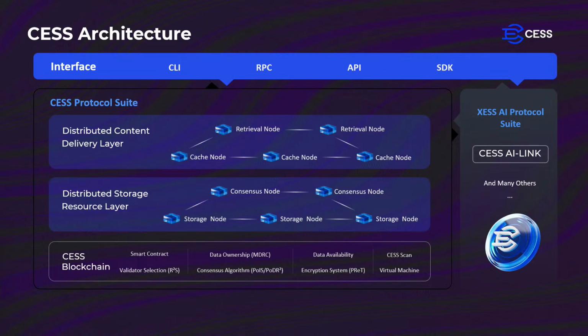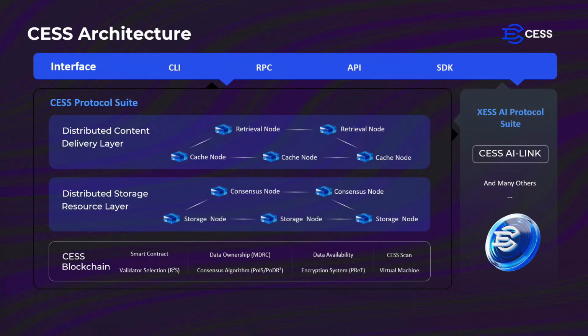We make sure your data is always available. And then we have the encryption system. CESScan is our explorer. That's where you can see where your data is going. And then EVM machine, we are cross-chain compatible. On top of that, we have the distributed storage layer.